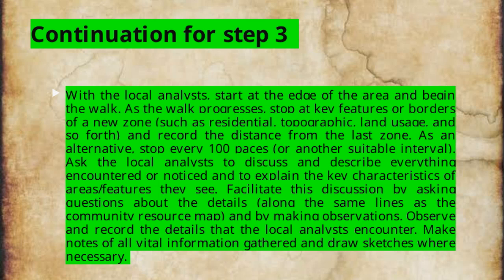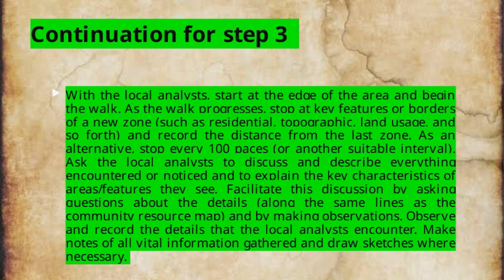As we move along, we'll pause at key features or at the borders of new zones. These could be residential areas, topographic changes, land use types, or other notable boundaries. At each stop, make sure to record the distance from the previous zone or point of interest. You can also choose to stop every 100 paces or at another interval that makes sense for your context.